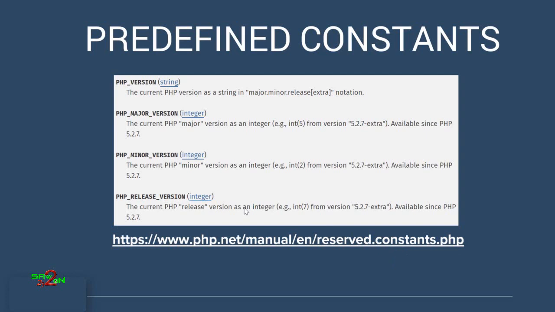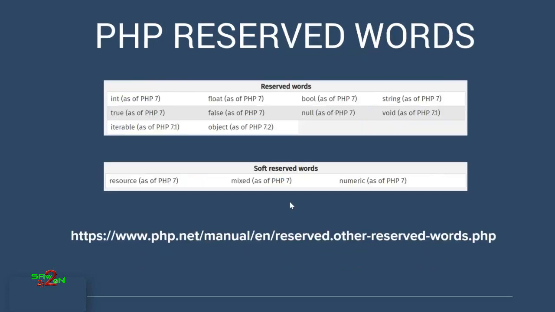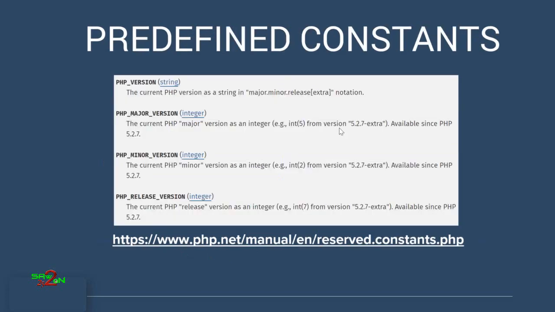I believe there are three types. I'll go back to the slides, going back one step, another step. Here you have the PHP keywords, and I have given you the link. You have the reserved words, and I have also given you the other reserved words. Next you have the predefined constants, which you should not use for any of your programming purposes. That's all for this lecture, and I'll see you in the next one.